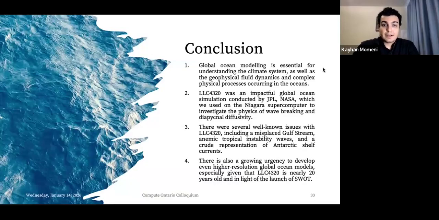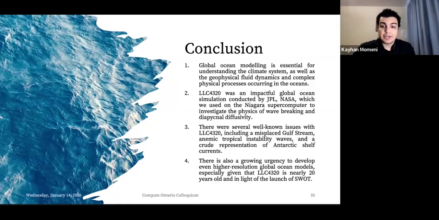In conclusion, global ocean modeling is essential for understanding the climate system as well as the geophysical fluid dynamics and complex physical processes occurring in the oceans. LLC 4320 was an impactful global ocean simulation conducted by JPL NASA, which we used on the Niagara supercomputer to investigate the physics of wave breaking and diapycnal diffusivity. There were several well-known issues with LLC 4320, including a misplaced Gulf Stream, anemic tropical instability waves, and the crude representation of Antarctic shelf currents.